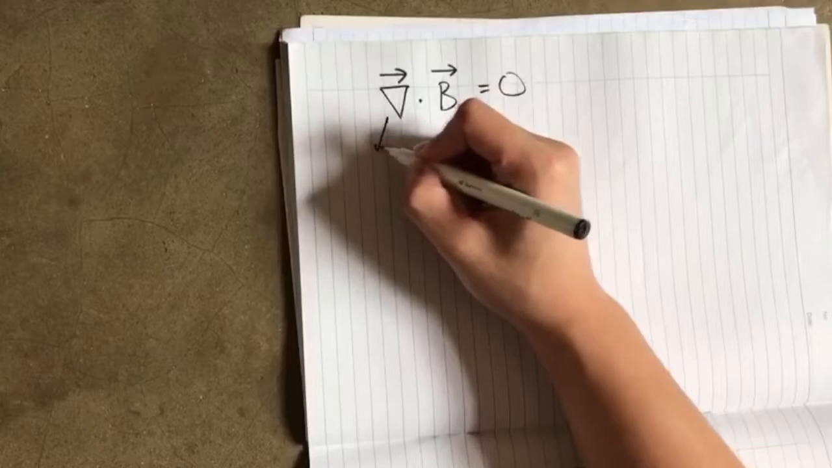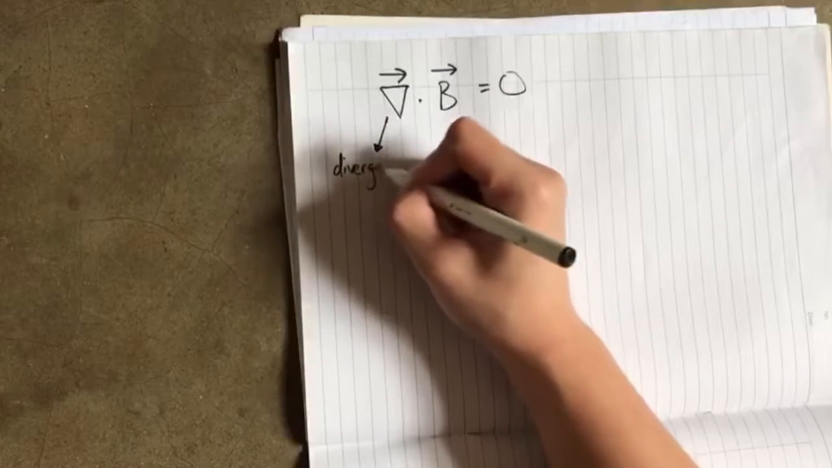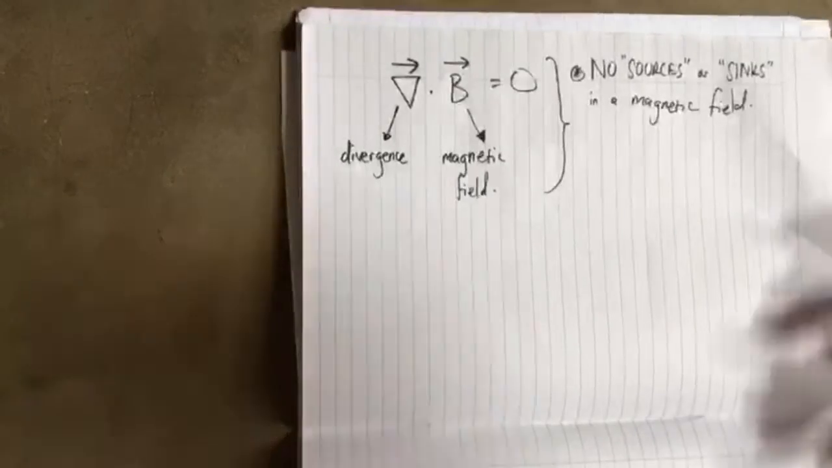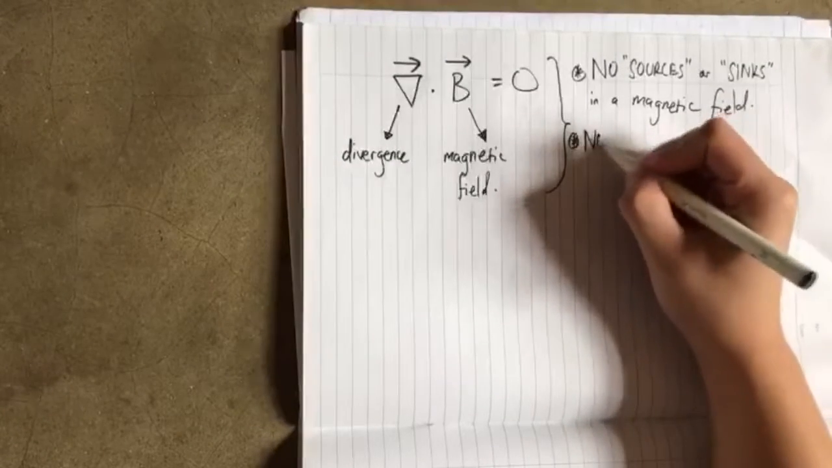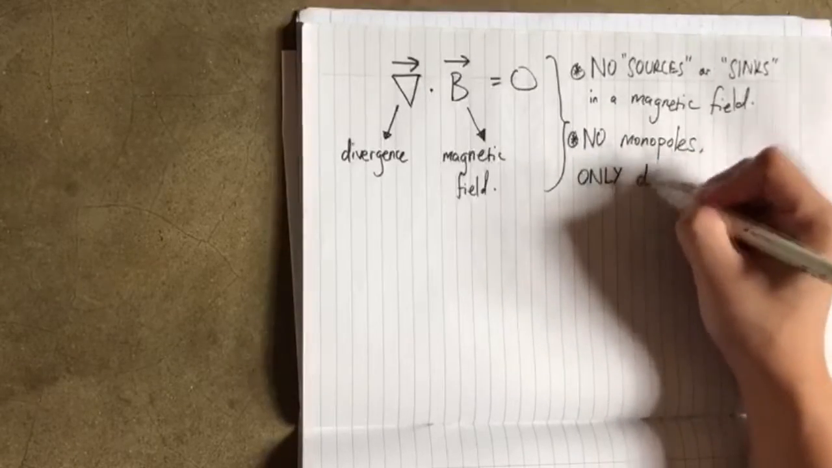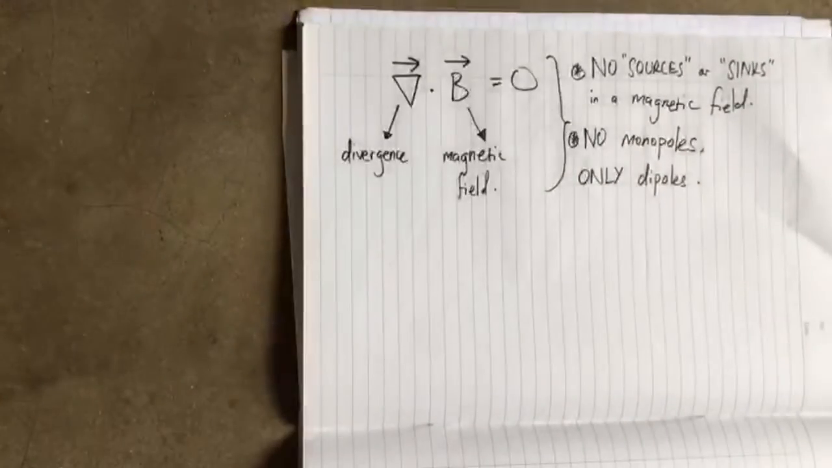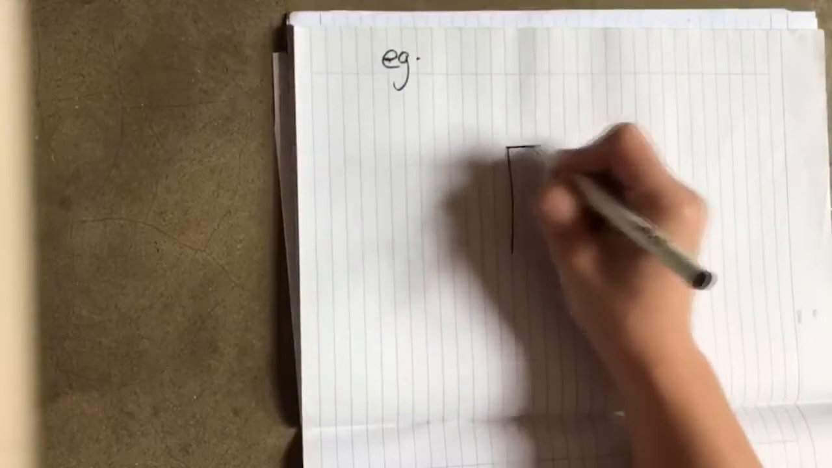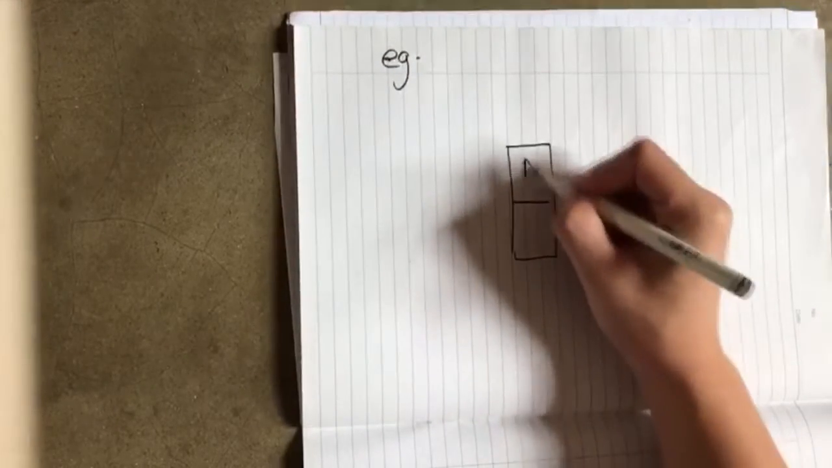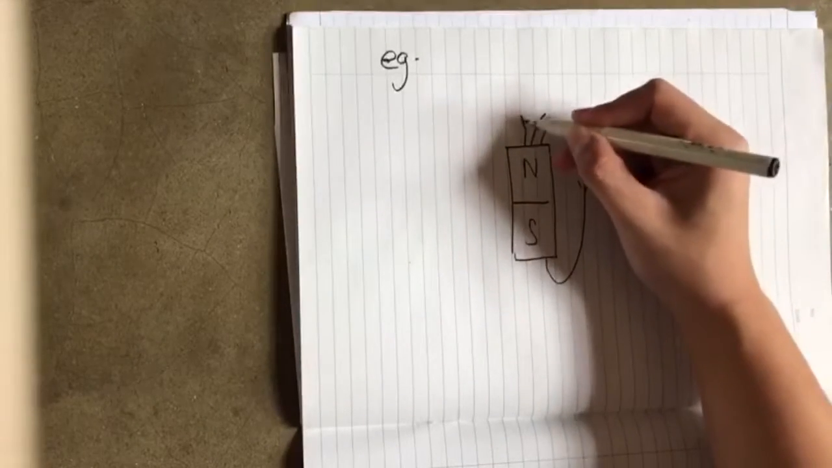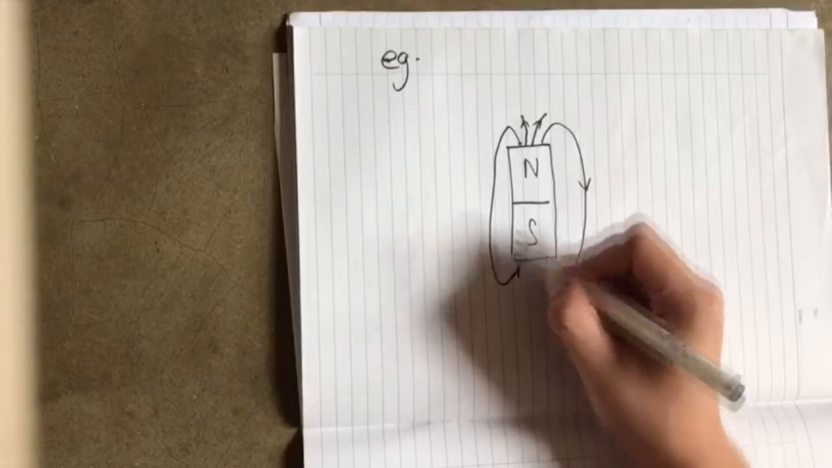Gauss's law. Maxwell's second equation states that the divergence of a magnetic field is always zero. That is basically saying that there are no sources or sinks in a magnetic field, and there are no monopoles, only dipoles. For example, let's take a bar magnet. A bar magnet in general has a dipole, which is the north and the south.